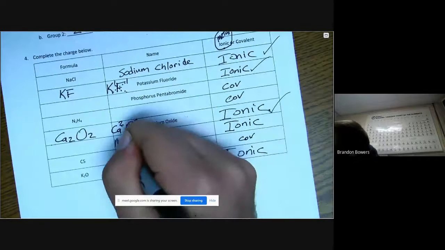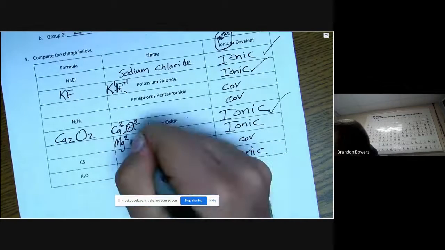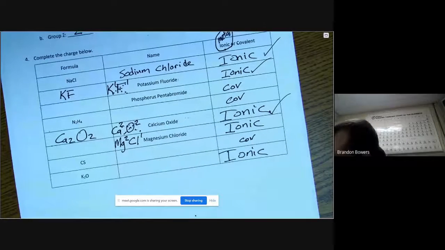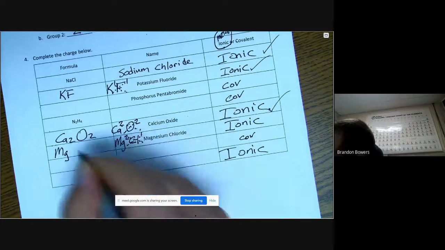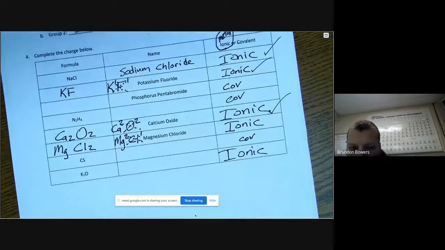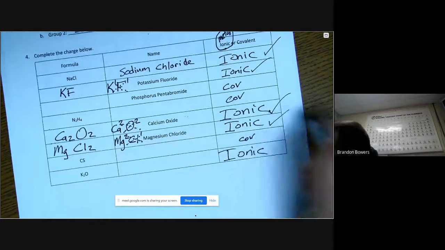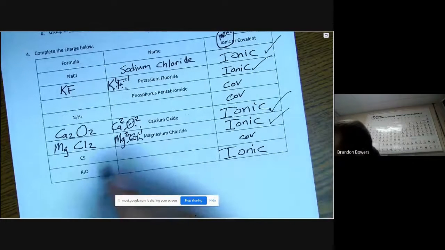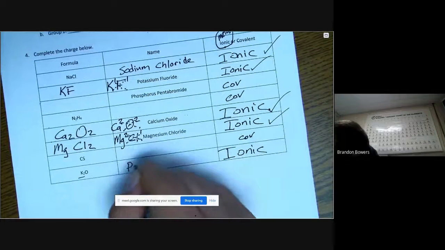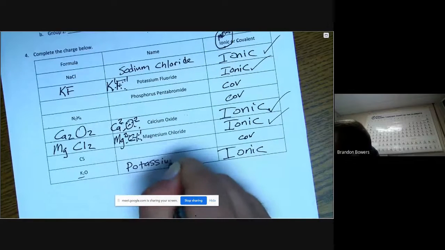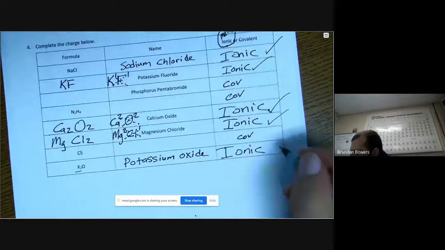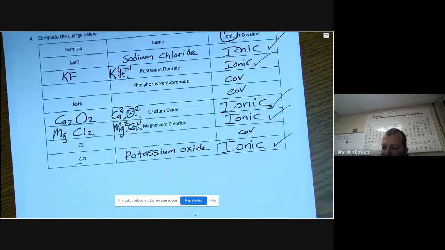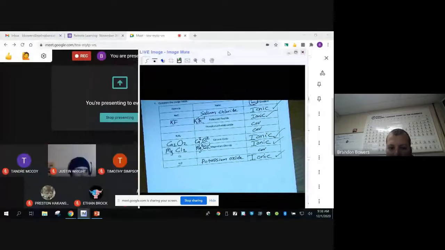Let's go to the next ionic. Magnesium. Mg has a 2 charge. Chlorine has a 1 charge. So when you crisscross them, you're going to have 1 Mg and you're going to have 2 chlorines. And the last ionic, name of the first element, K, is potassium. And oxygen turns into oxide. So there's all the ionics. Are there any questions about naming ionics?